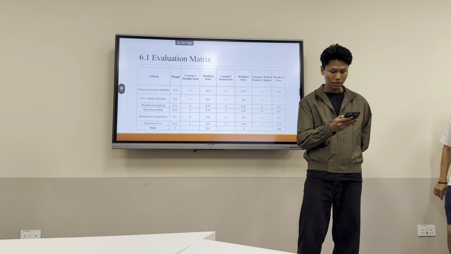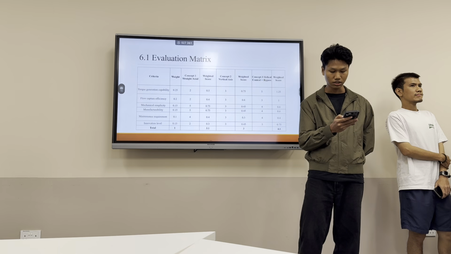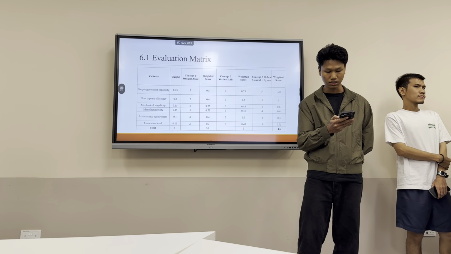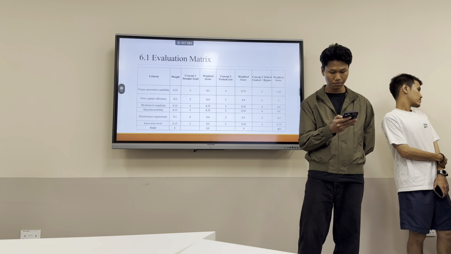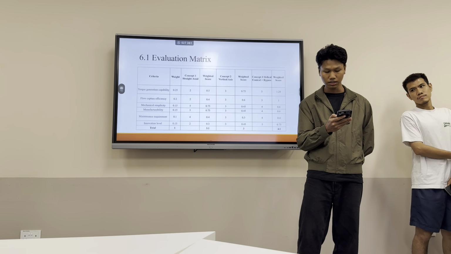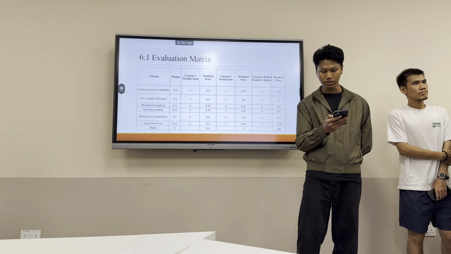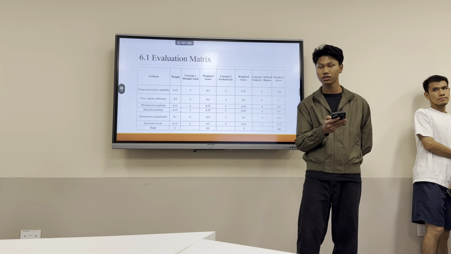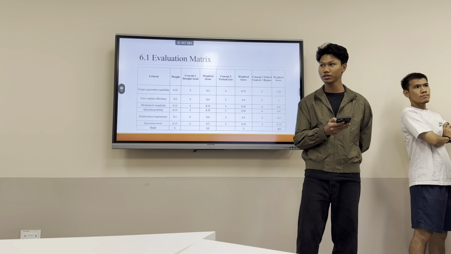This is the evaluation matrix. The criteria include torque generation efficiency, mechanical simplicity, manufacturability, and maintenance requirement. Based on this analysis, the helical conical turbine with bypass chamber achieved the highest score and was selected for further development. For the next slide, I would like to pass on to the next member.